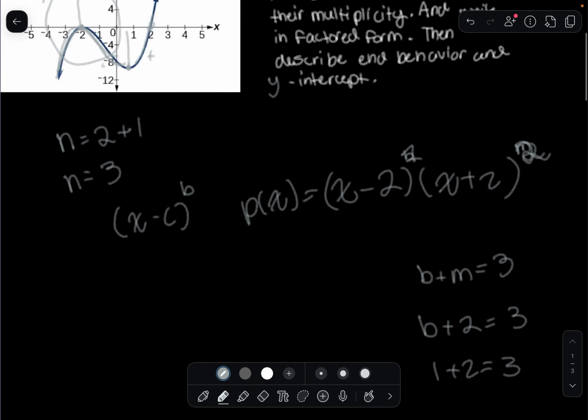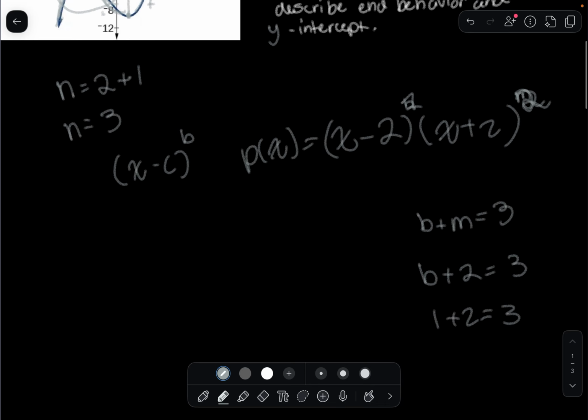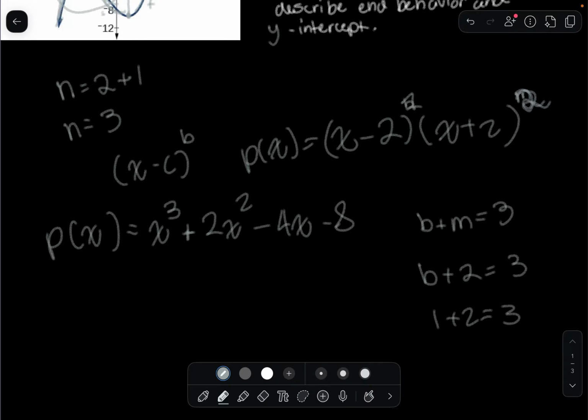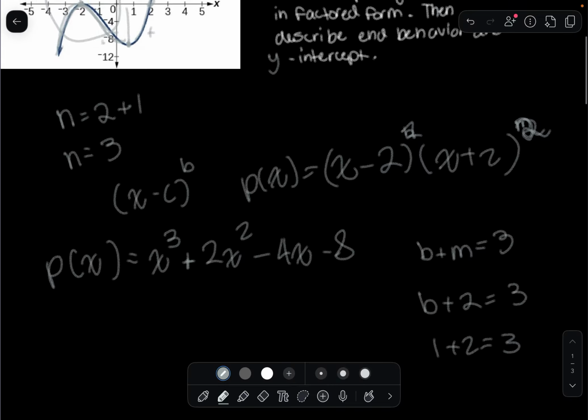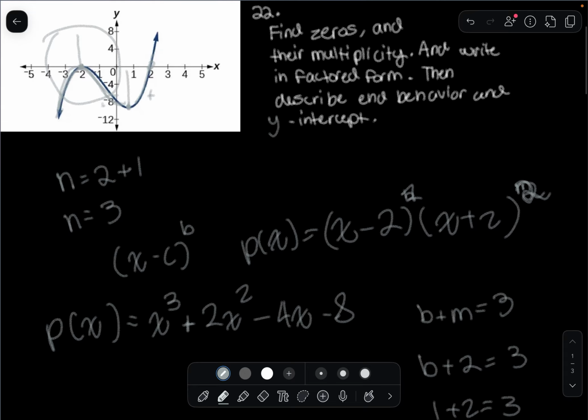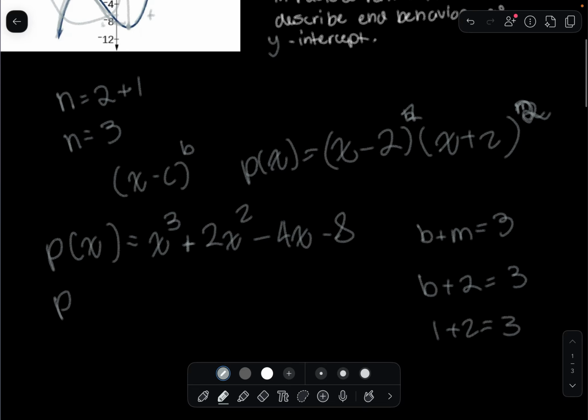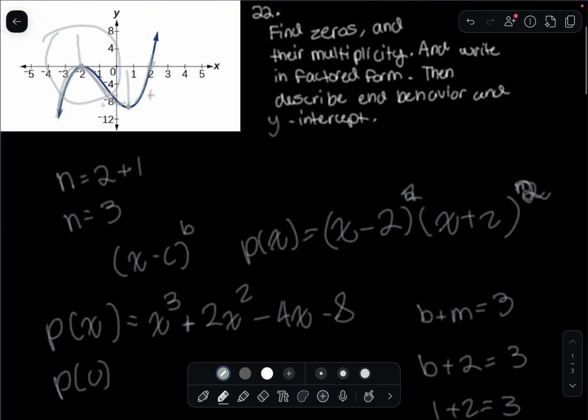In order to do this, we're going to put the function into standard form, which is just multiplying out all these terms, which gives us x cubed plus 2x squared, minus 4x, minus 8. And this will allow us to evaluate the function when x is 0, which is our y-intercept. Before we go into that, it should be -8 based on what our graph's telling us. So let's double check our work.